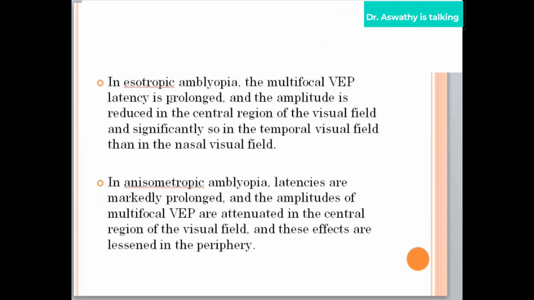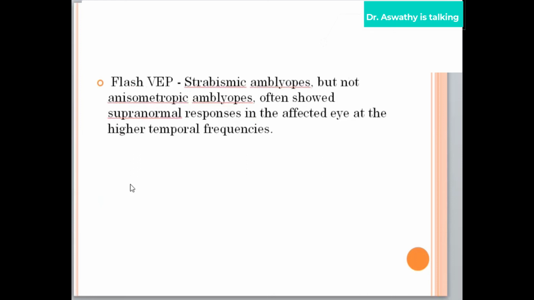Now, another finding is that in esotropic amblyopia, the multifocal VEP latency is prolonged and the amplitude is also reduced in the central region of the visual field, but more significantly so in the temporal visual field than in the nasal visual field. But in comparison, in anisometropic amblyopia, this defect was attenuated in the central region of the visual field, but the effect lessened towards the periphery. And when studied using a flash VEP, the strabismic amblyopes, but not the anisometropic amblyopes, often showed supranormal responses in the affected eye at higher temporal frequencies.